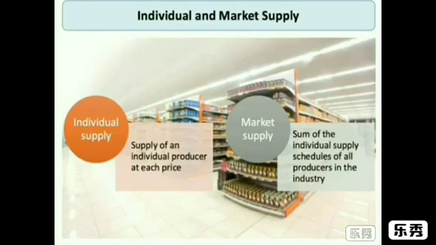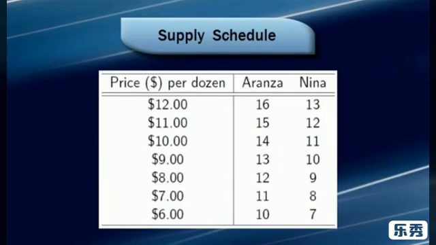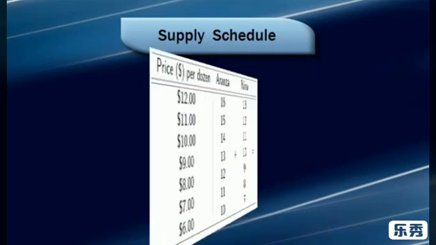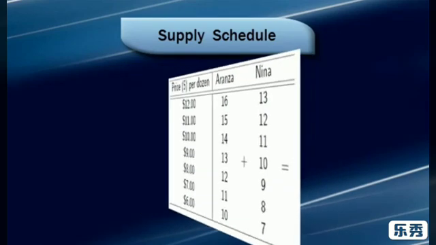Individual and market supply. Suppose we're considering the market for cupcakes, and there are two cupcake bakers in town, Aranza and Nina. Here we see the individual supply schedules for both bakers, how much each supplier was willing and able to supply at a given price. To create the market supply schedule, we're simply going to add these two individual supply schedules together.